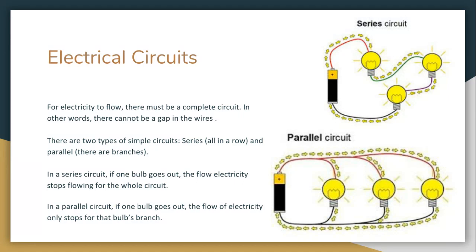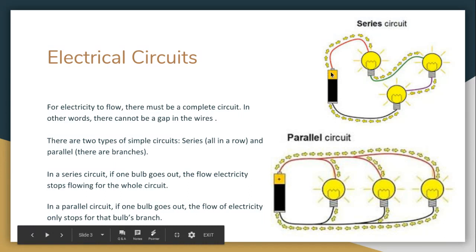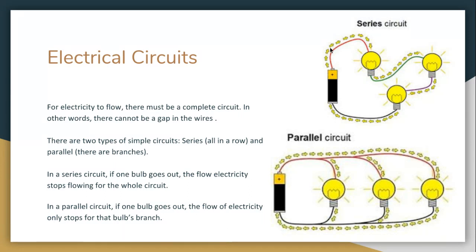So the two types are series and parallel. In a series circuit, everything's all just in a circle with itself. It's all in a row. So we have a battery, the electrons flow, they go in through a light bulb and then back out the light bulb, then into another one, then back out, then into another one and back out, and then it returns to the battery. Notice there's no gaps in that whole circuit, so the light bulbs are lit up.